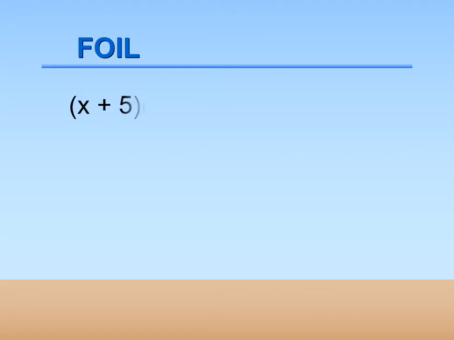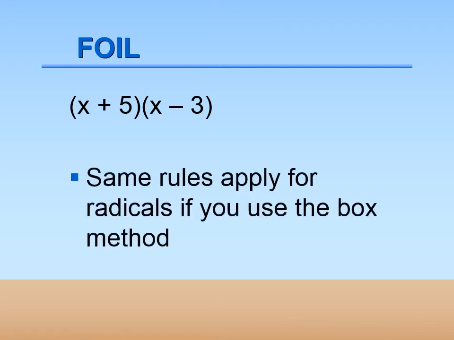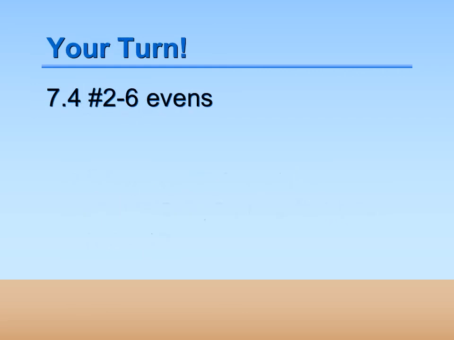So let's say we have binomials, and we can either use the FOIL method or the box method. So when you're using radicals, you're going to use the same rules that you used for the FOIL method or the box method. So your turn.